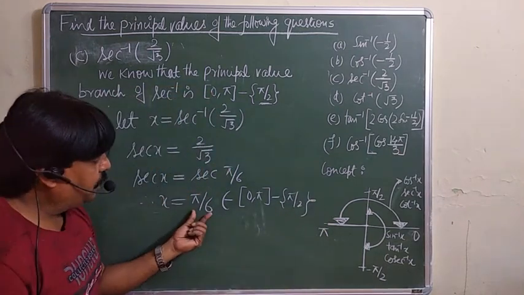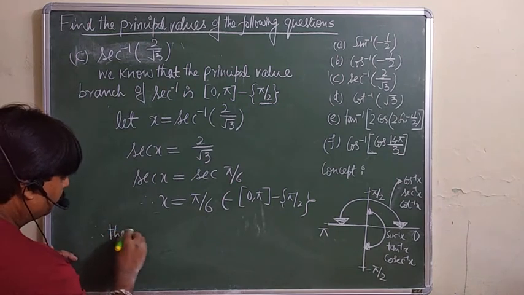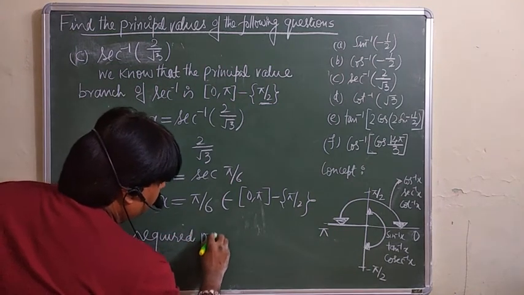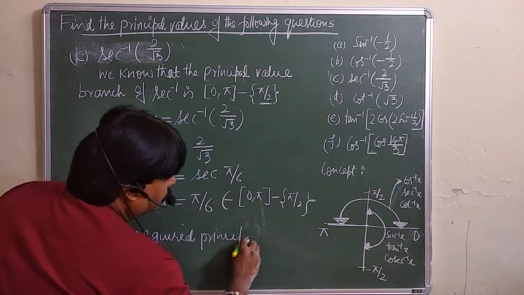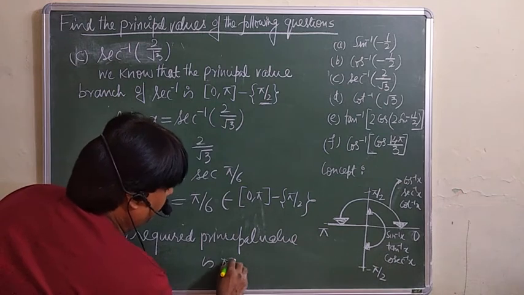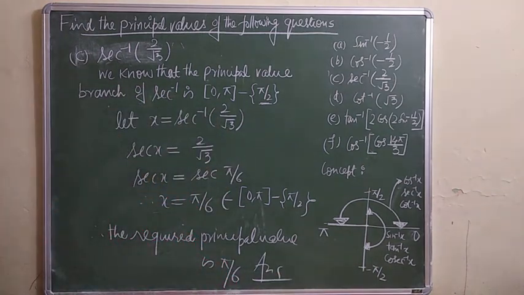And this pi by 6 belongs to 0 to pi except pi by 2. This is your 30 degree and this is already lying in this interval. So therefore the required principal value is pi by 6, which is your answer. Have a look.